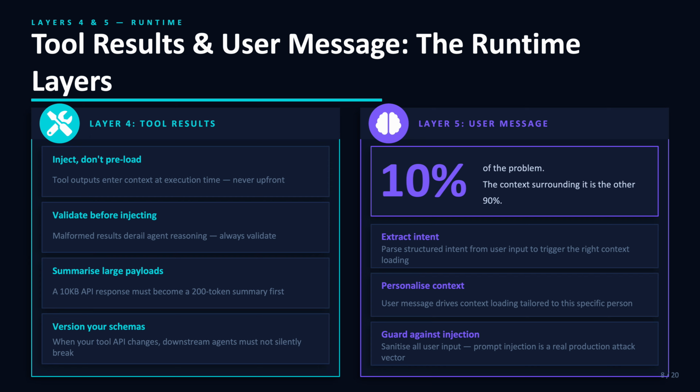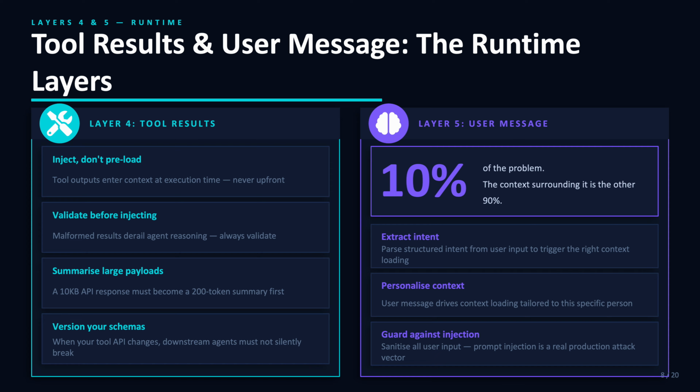Summarize large payloads. And this is critical. A 10 kilobyte API response must become a 200 token structured summary before it enters the context window. The raw response contains 98% noise. And version your schemas. When your tool API changes, downstream agents that depend on that tool's output structure need to know about it, or they break silently in ways that are extremely hard to debug.